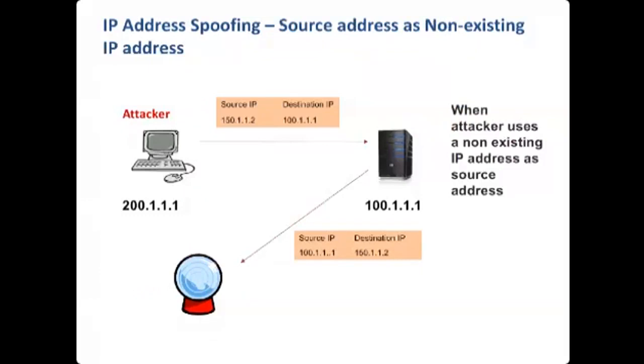Now the attacker can give a source IP address of a non-existing machine. Then the server will respond back to the IP address of a non-existing machine, or basically an unused IP address. So what are you going to get out of it? What is the attacker getting out of it?